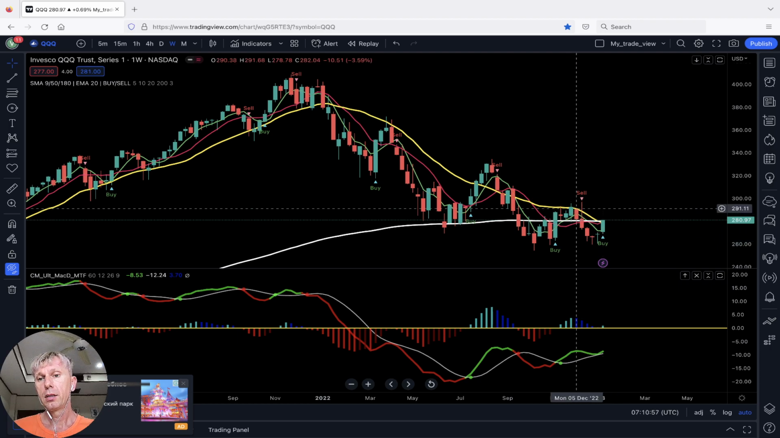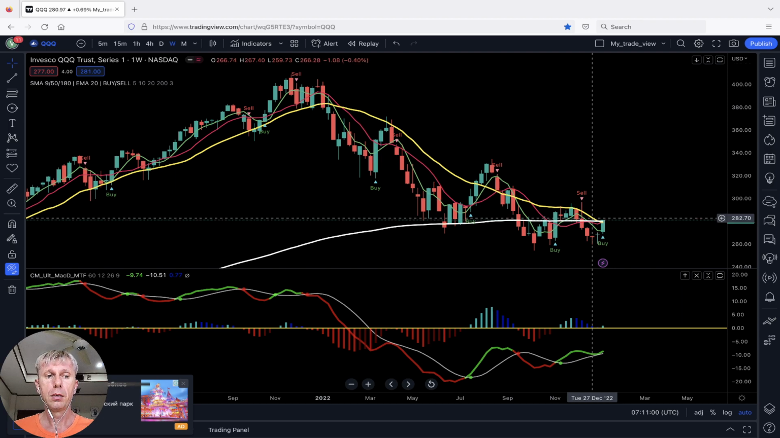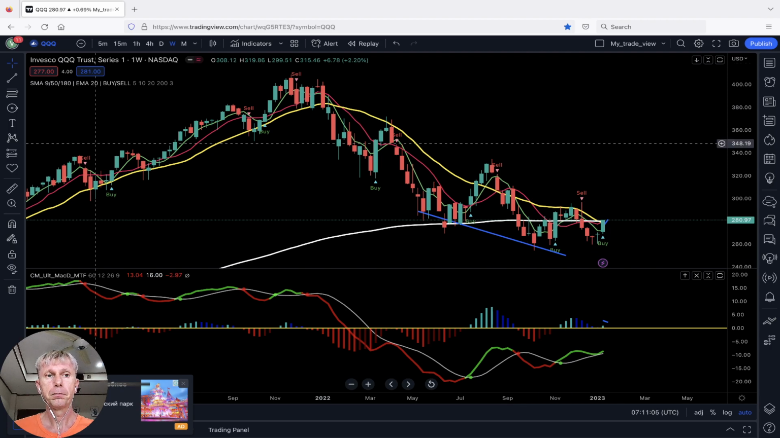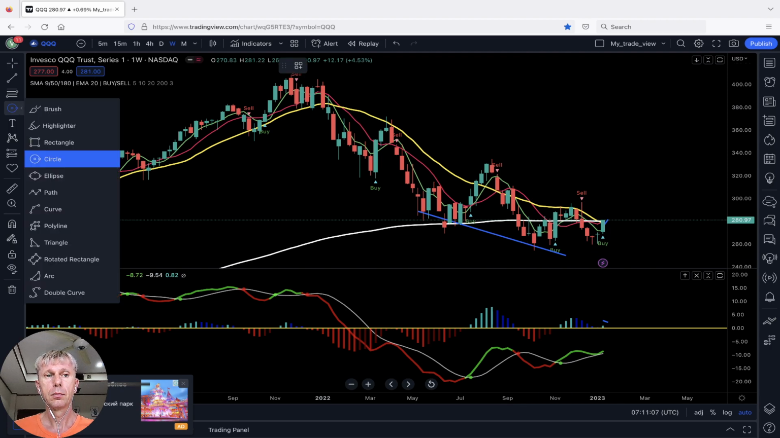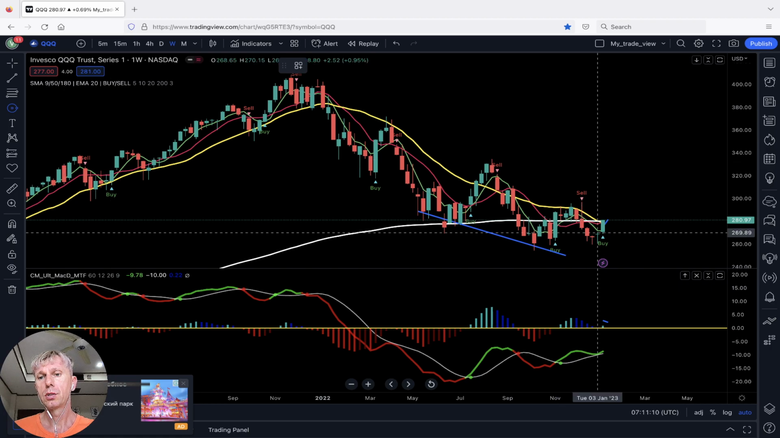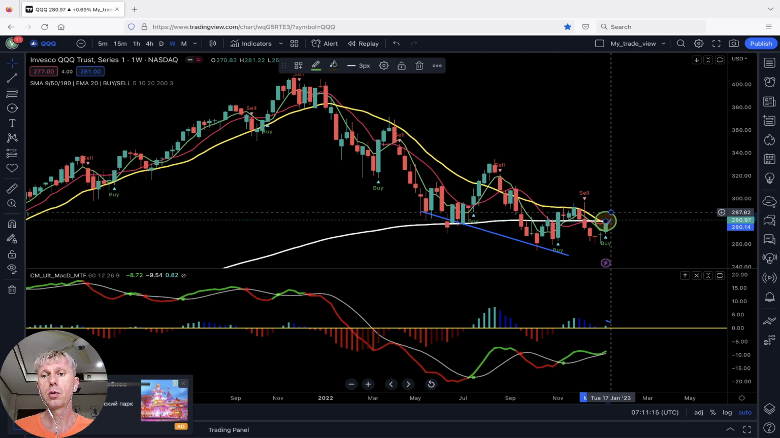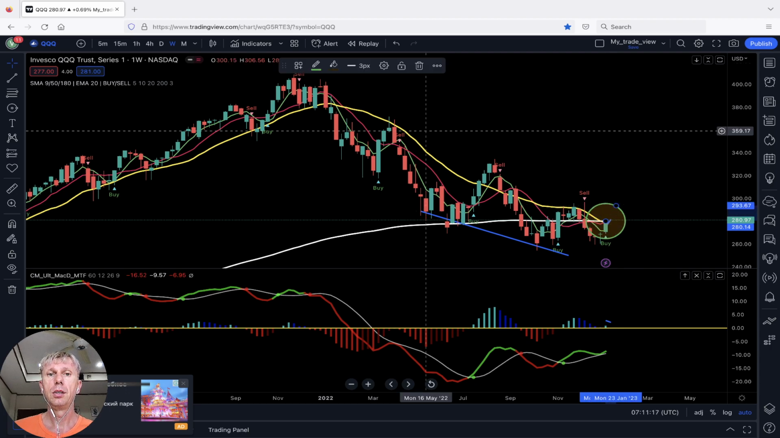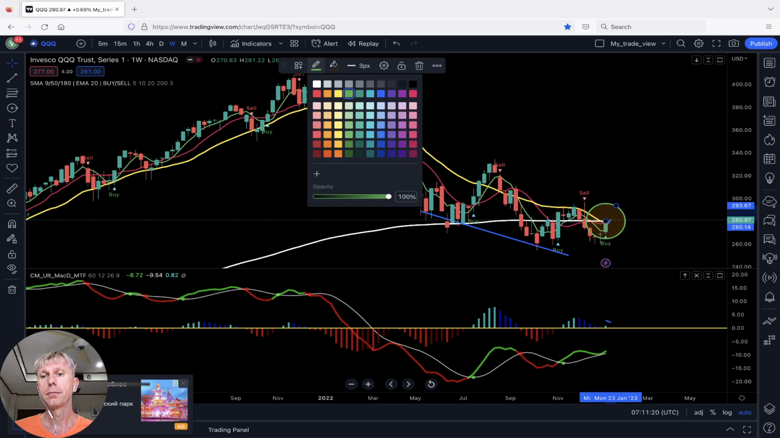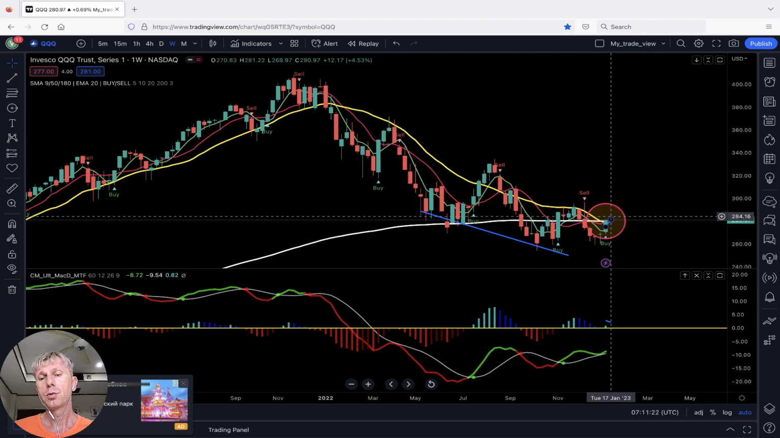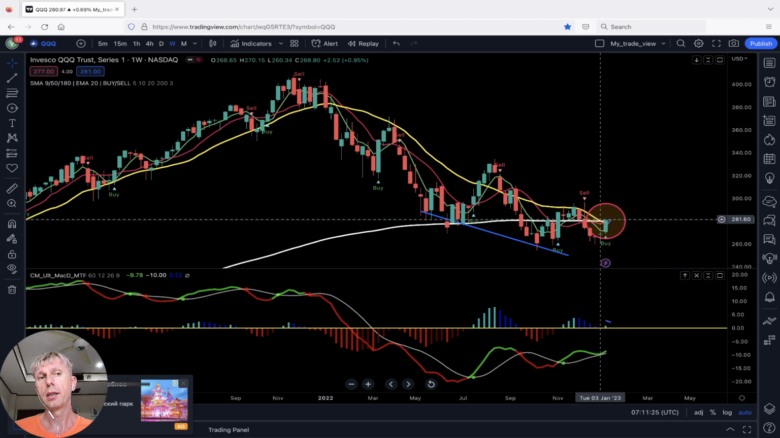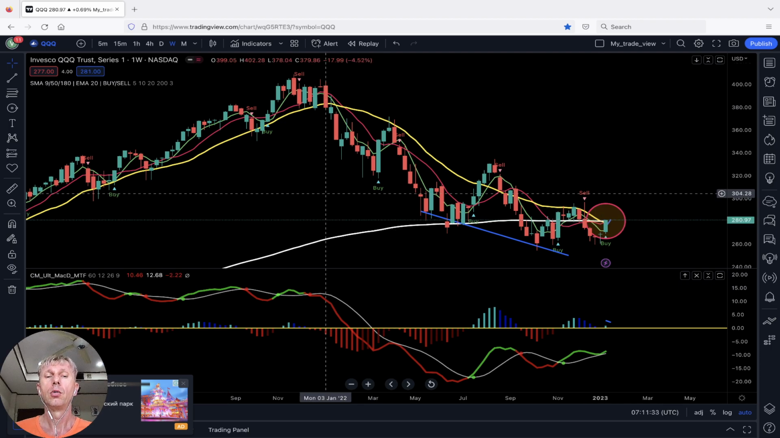But the negative part is that MA20 did it. Let me show you this. Bearish crossover, right? MA20 just did it. Let me change the color to red. This bearish crossover, we last saw 14 years ago in 2008. I already showed it to you on the weekly time frame.